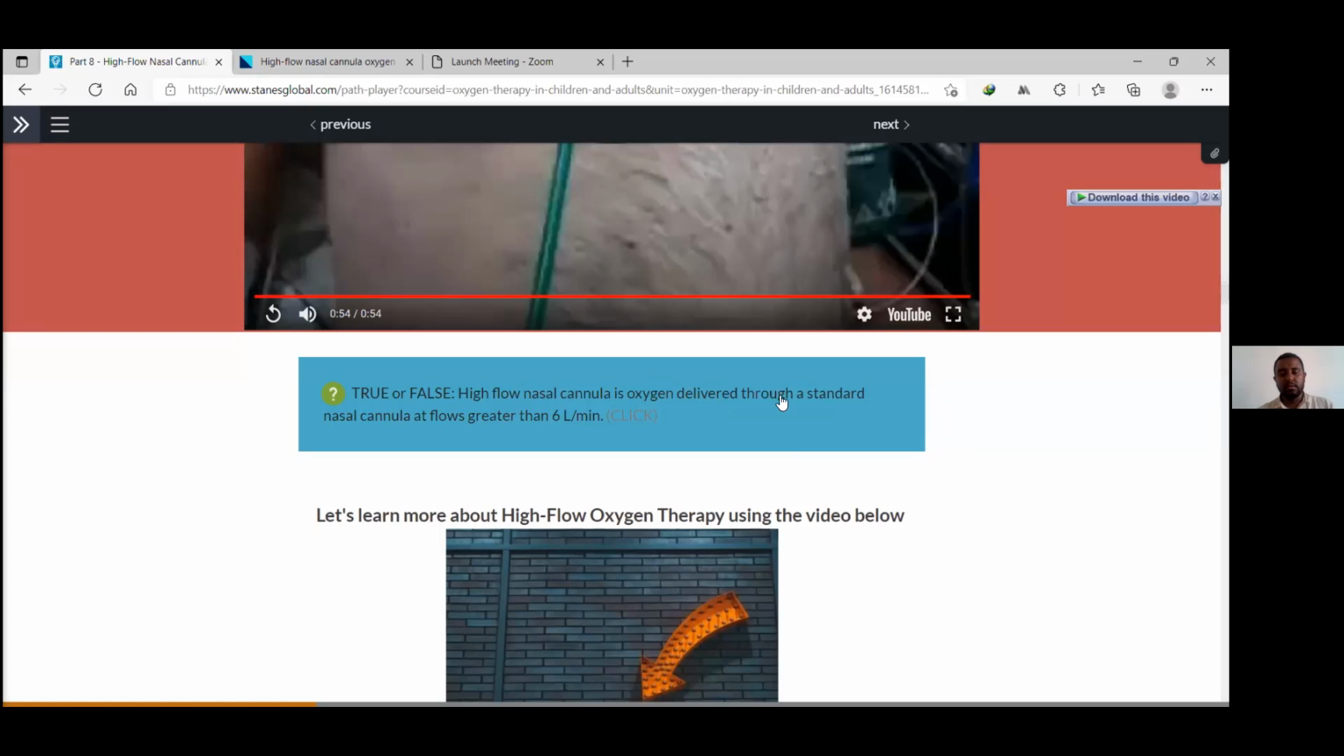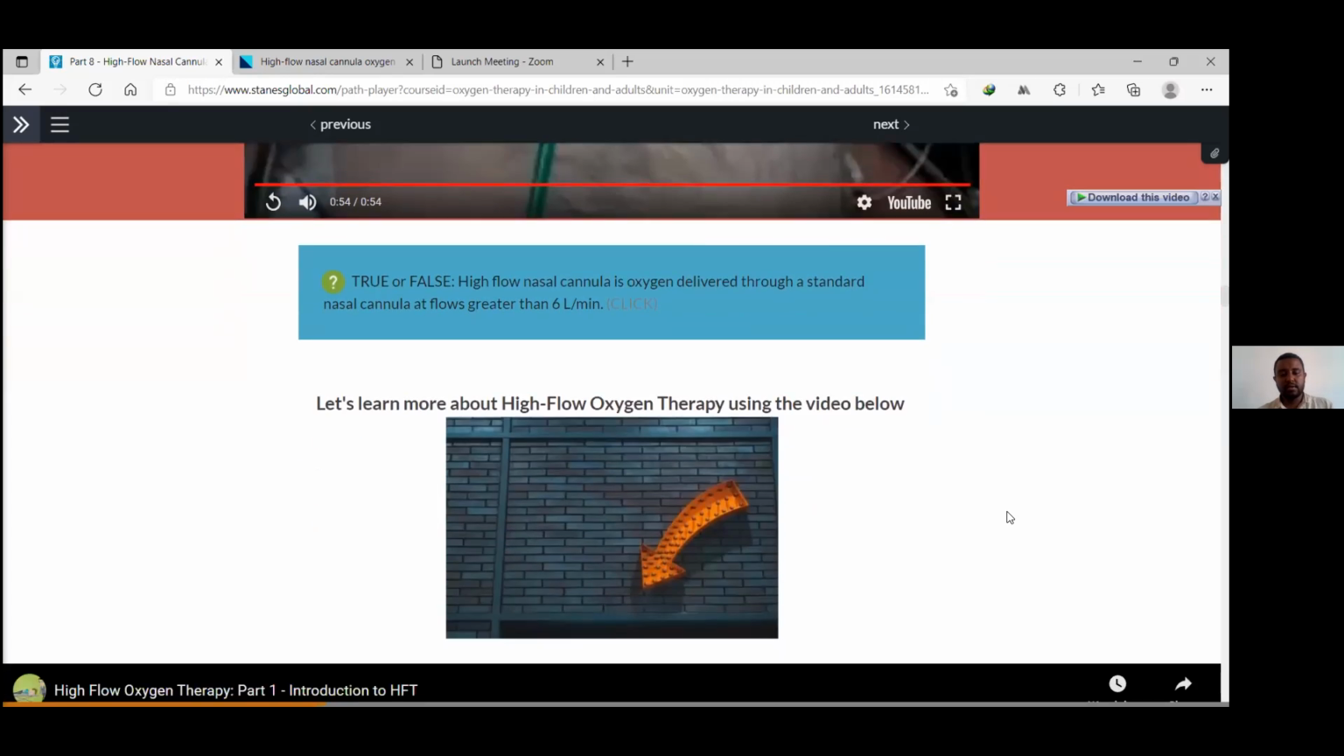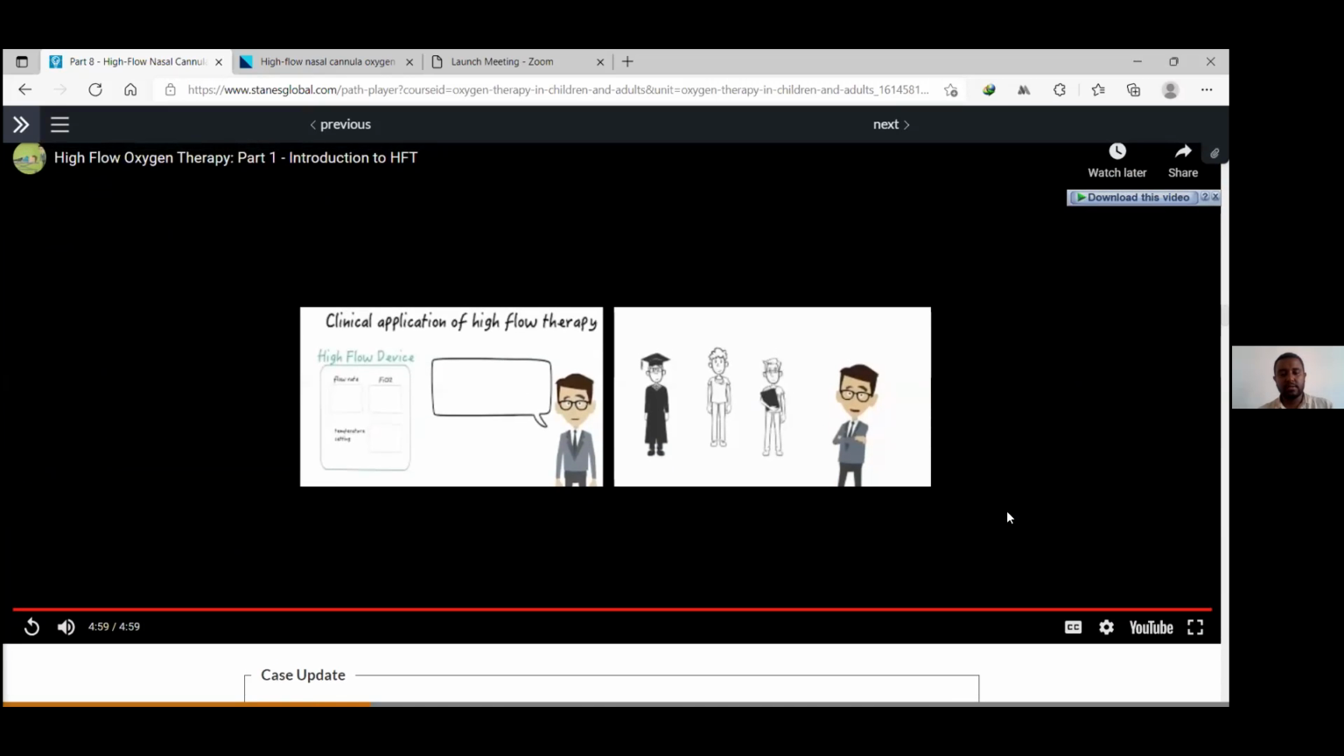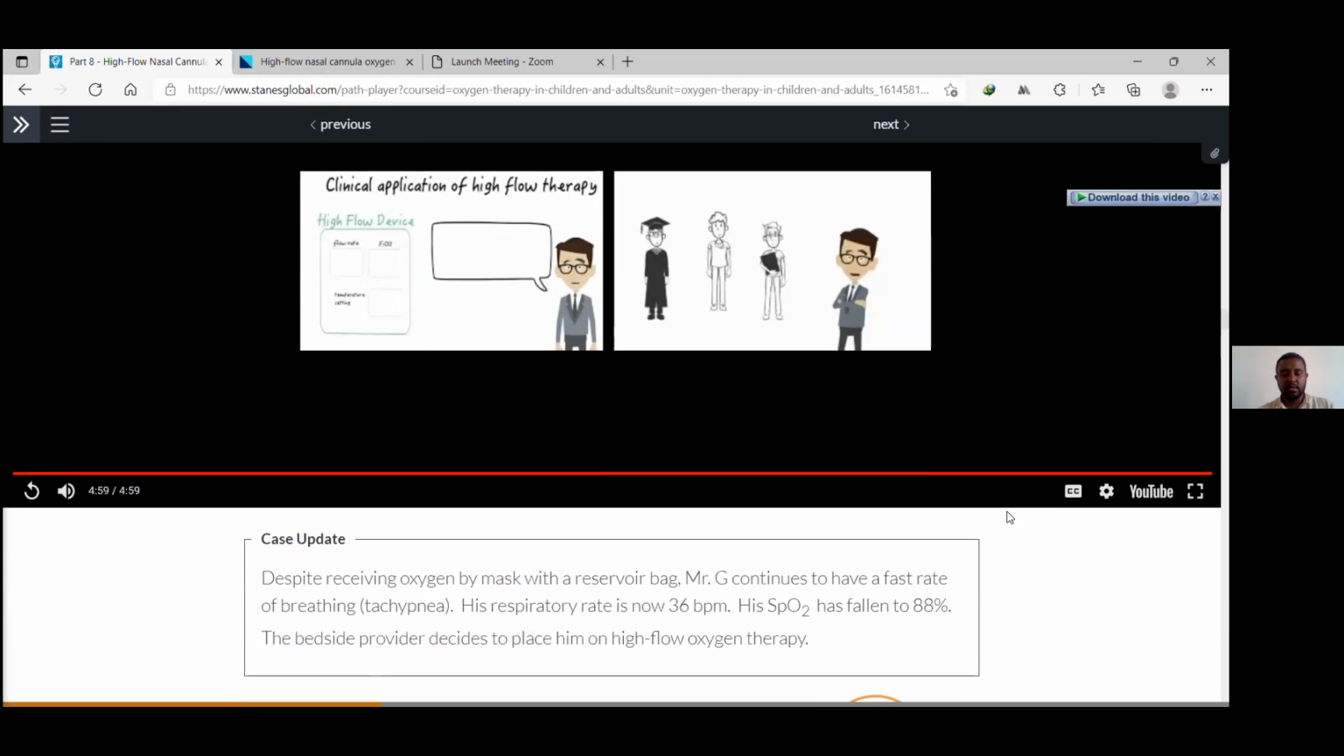So to make things comfortable, the device has a humidifier and also heated air. This makes it more comfortable for the patient to breathe and also eat, chat with their families, and also attending physicians and so on. So these are some of the benefits of the high flow oxygen therapy.